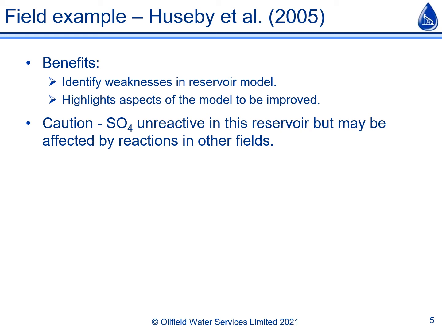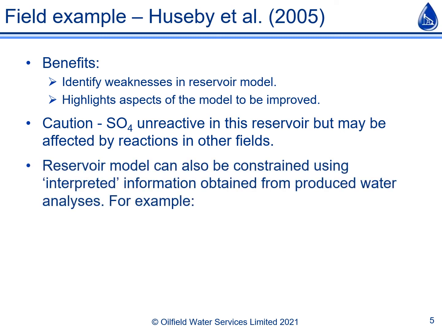In this case, the selected tracer was sulfate, but in other reservoirs, this ion can be reactive. So it's important to always first check the reactivity of ions before selecting one to help you constrain the reservoir model. Also, in this case, raw produced water sulfate analyses were compared with predicted sulfate concentrations to constrain the model. But as you will have seen in this case study series, a lot of additional information can be obtained by interpreting produced water analyses, and all this information can be used to constrain the reservoir model too.